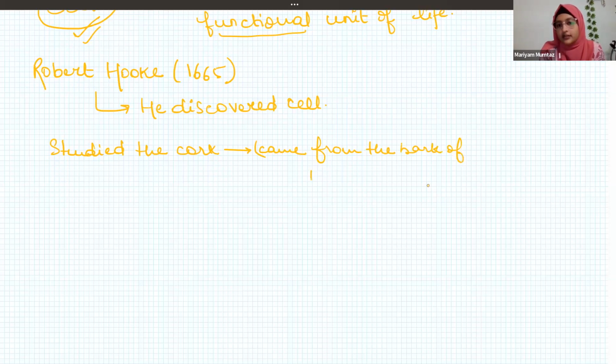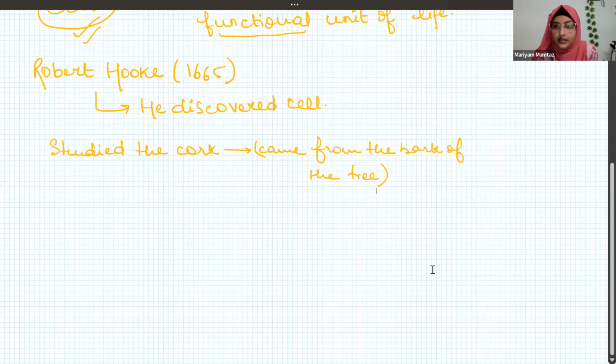So he took that piece of cork and studied it under a microscope that was available at that time, in 1665, long back ago. What he observed was that the piece of cork had a repetitive structure, and it looked like a honeycomb. Do you know what a honeycomb looks like? Yes, ma'am. So it looked like a honeycomb.